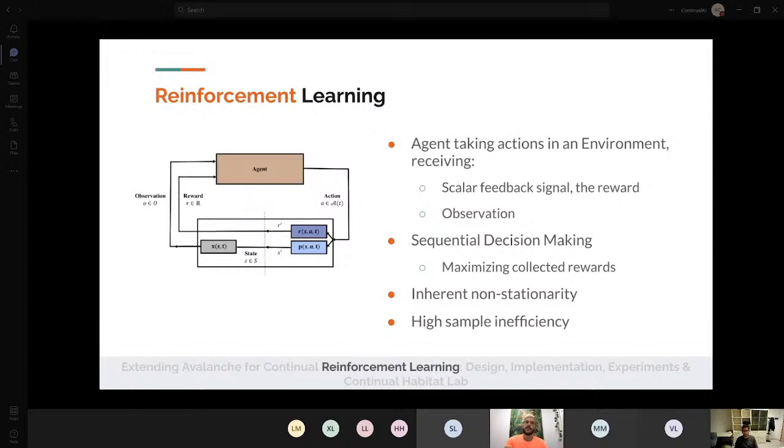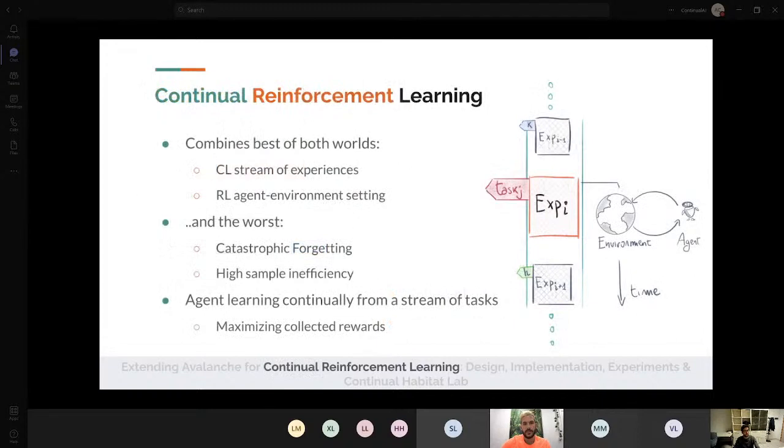And reinforcement learning is said to deal with non-stationarity in an inherent way, because the data generation process is directly influenced by the actions that the agent can take in that environment. And reinforcement learning algorithms are well known to be very sample inefficient.